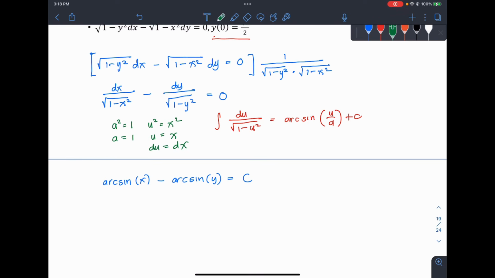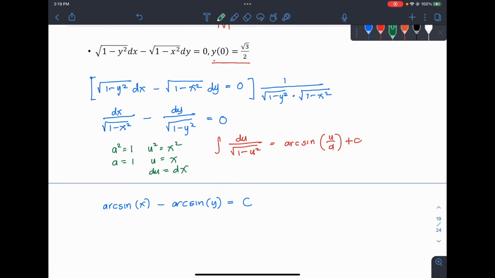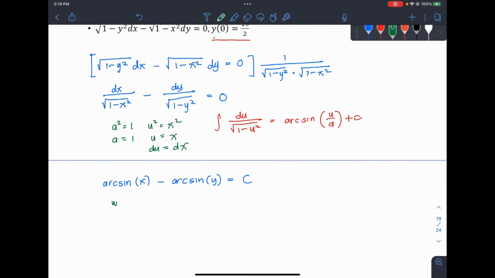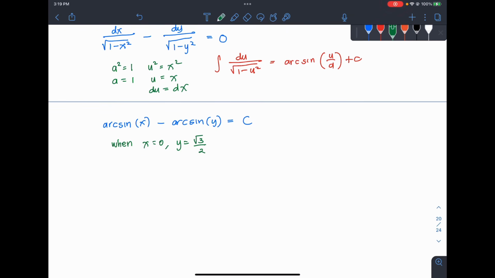Now that we have the general solution, we find the particular solution. When it says y of 0 is equal to the square root of 3 all over 2, that means when x is 0, y is the square root of 3 all over 2. So we substitute: arc sine of 0 minus arc sine of the square root of 3 all over 2 is equal to C. Arc sine of 0 is 0.